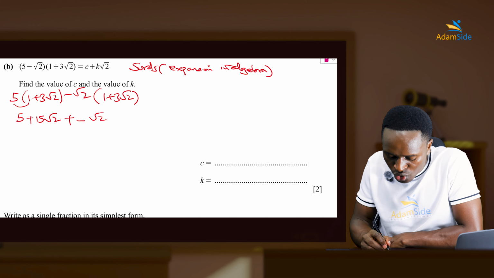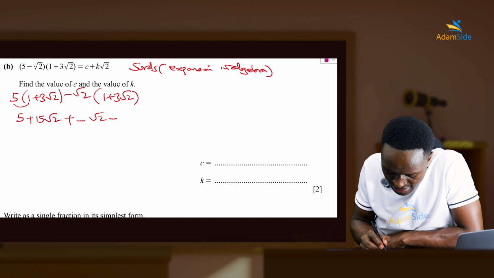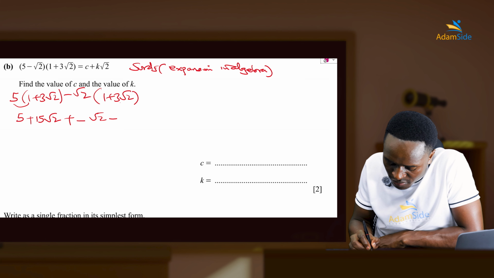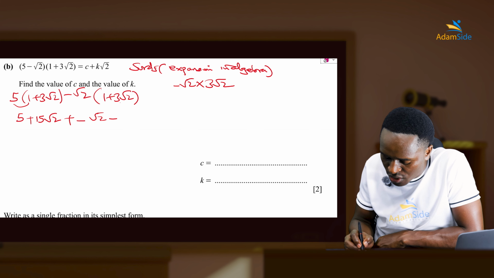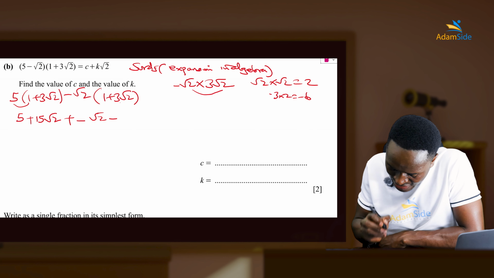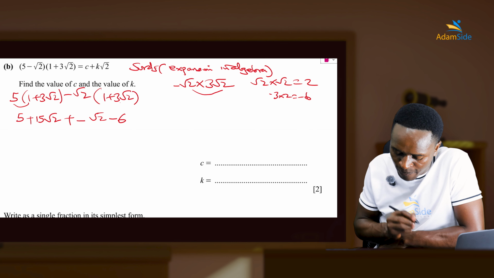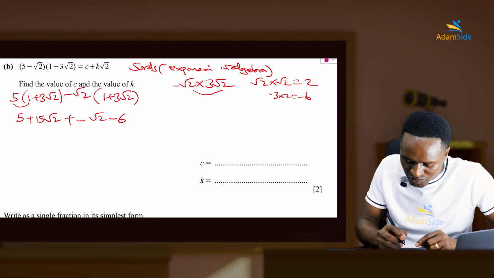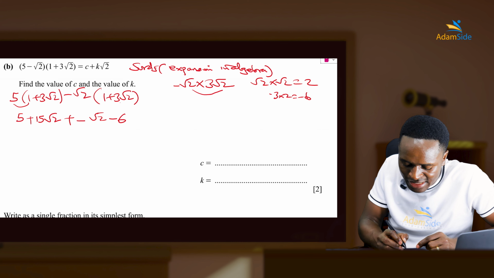And then now you have negative root 2 times 3 root 2. So root 2 times root 2 is 2. And then 3 times negative 1 is negative 3. So negative 3 times 2, you get negative 6. So that's where the concept is, negative 6. And then we put it now.